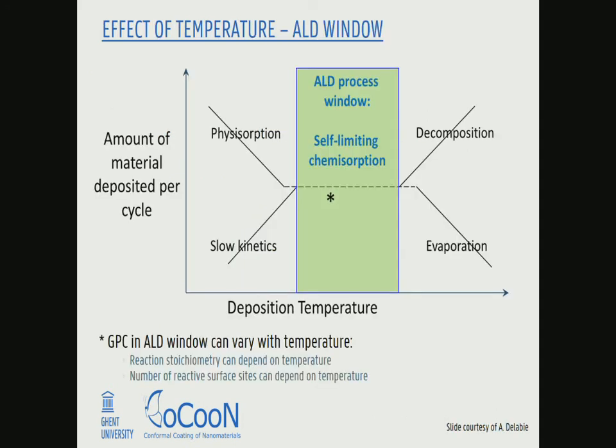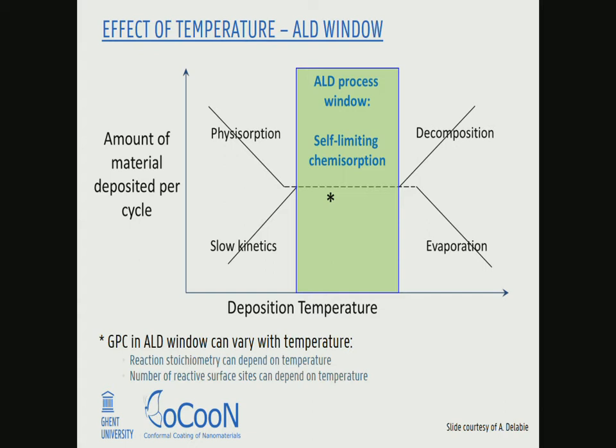As a final slide on this ALD process, your substrate temperature is also very important, and this is the classical graph to illustrate the effect of substrate temperature on the amount of material, so on the growth rate per cycle, on the GPC of your ALD process. Typically, you have a window where you have real saturated ALD, and outside of that window, if you go to too low or too high temperatures, things go wrong.